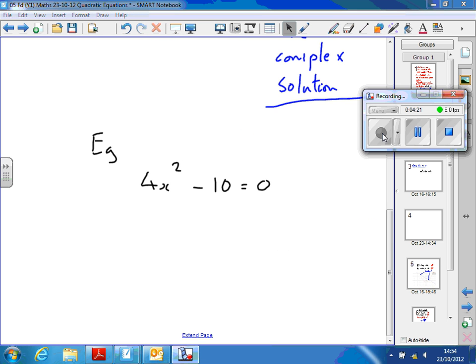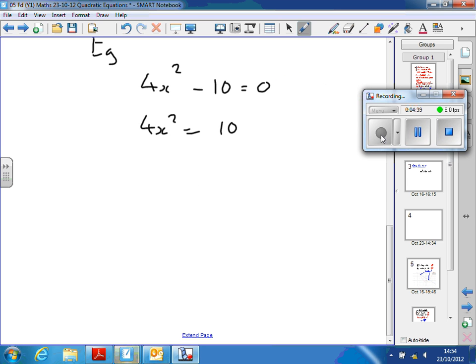For example, 4x squared minus 10 equals 0. Step 1, plus 10 to both sides, 4x squared equals 10. Step 2, divide by 4, x squared equals 10 over 4, which is 5 over 2. Step 3, square roots. So calculator out, what's the square root of 5 over 2?